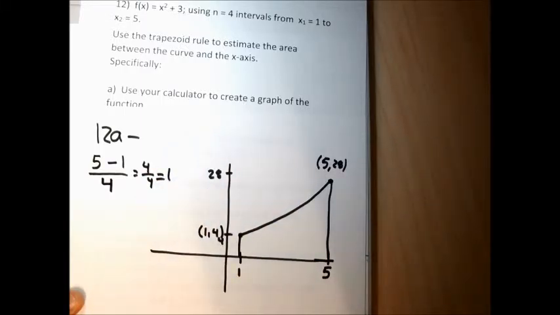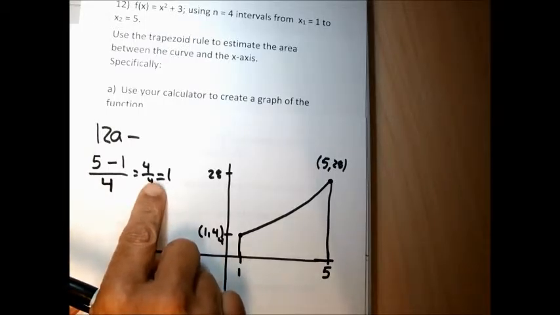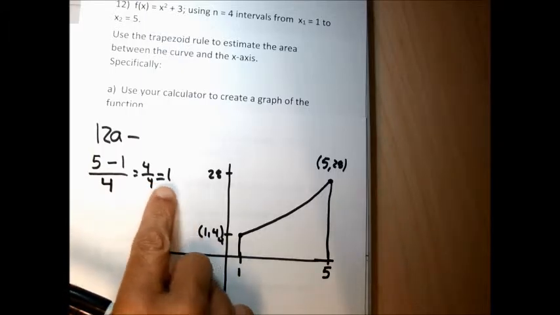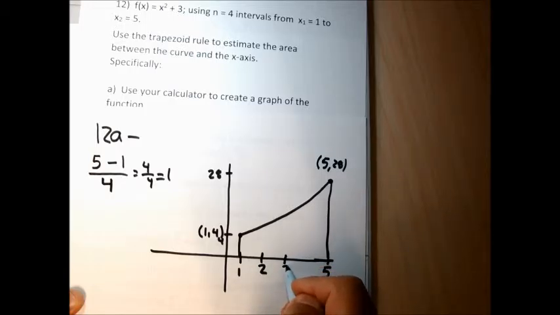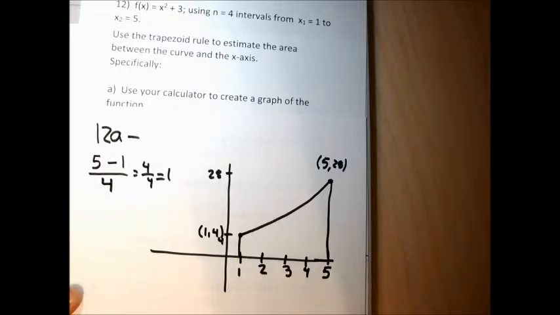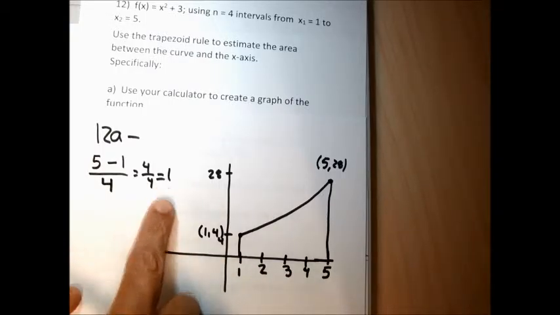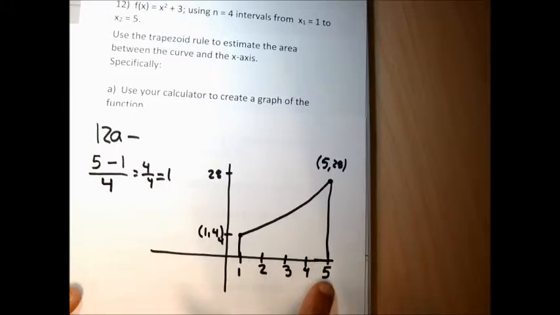That means every one, I have to add 1 to this number to get where my next trapezoid is going to eventually be drawn. So first one, I'm going to go 1 plus 1 is 2, and then 2 plus 1 is 3, 3 plus 1 is 4, 4 plus 1 is 5. For each of the numbers I just put on the x-axis, by adding 1 to the starting number until I got to the ending number, I need to find y's as well.